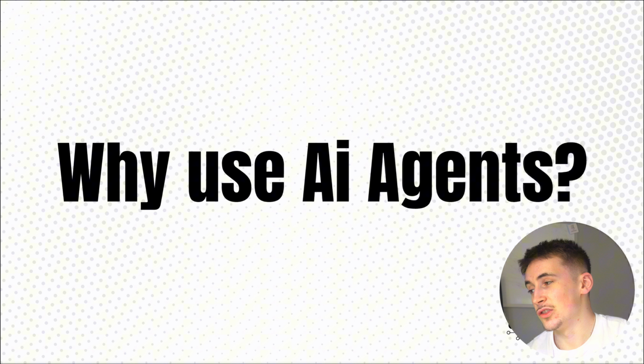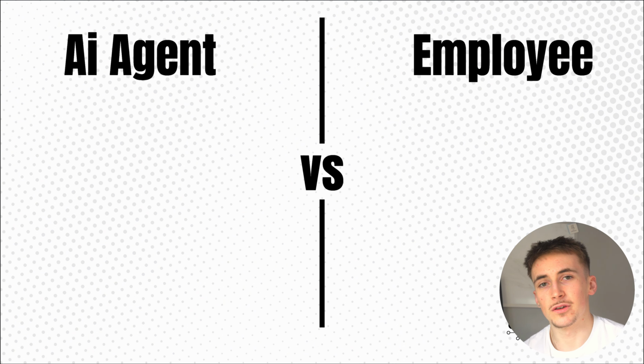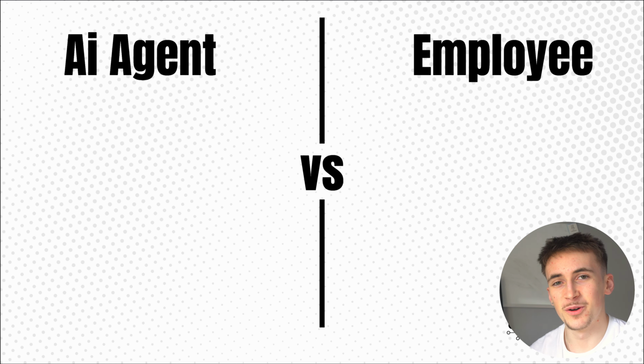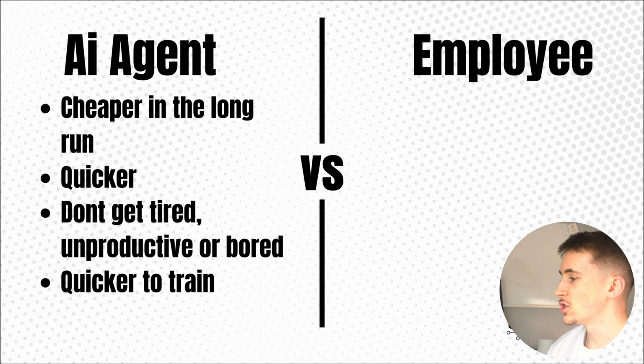So then next on the agenda is why actually use these AI agents rather than just doing it yourself or hiring someone to do it. So AI agent versus employee, I've done a little side-by-side versus here so you can see the strengths and weaknesses of both of these options. So to win with AI agent, obviously they're cheaper in the long run, they're quicker, they don't get tired, unproductive or bored, and they're quicker to train. And I just want to break down what each of those kind of means.